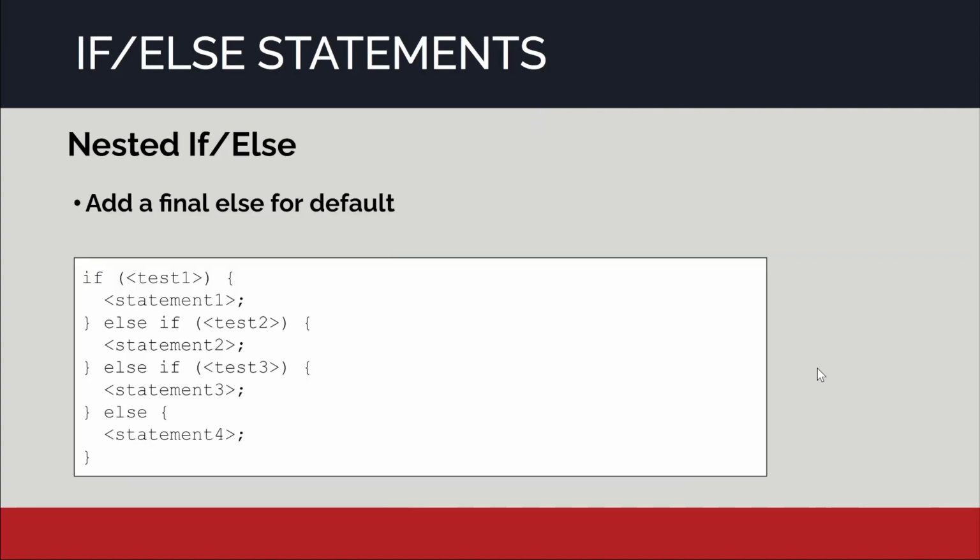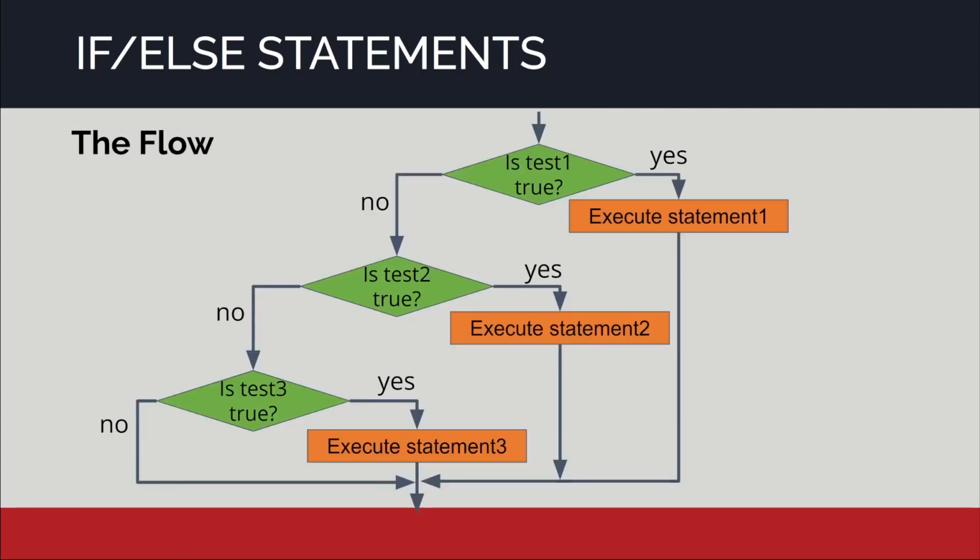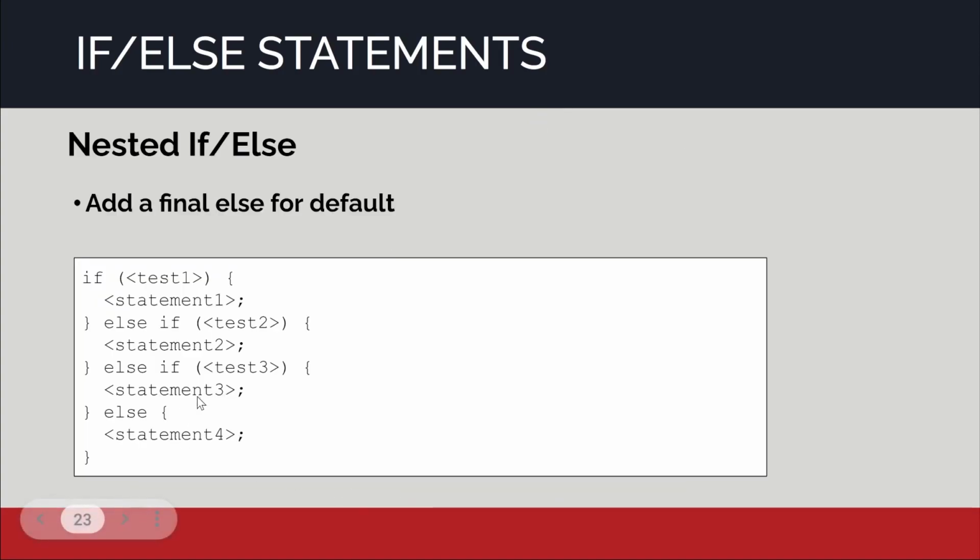Okay, now what if you look at this chart here, if none of these tests are true, then nothing happens. We just skip all the bodies and go to the end and resume executing after the entire if-else block. But in many cases, you'll want to have a default. If nothing else is true, then by default, do this. And that's where else comes in.